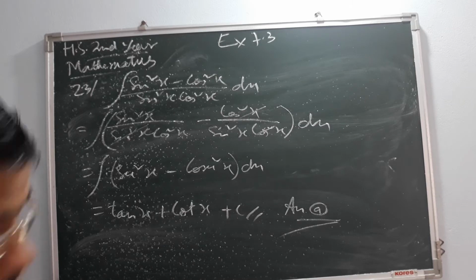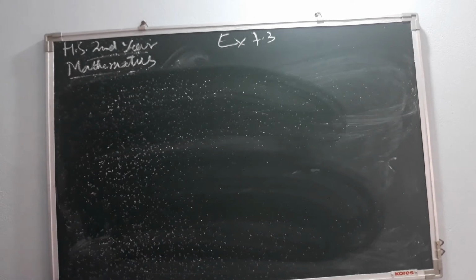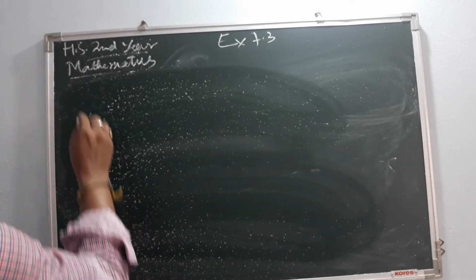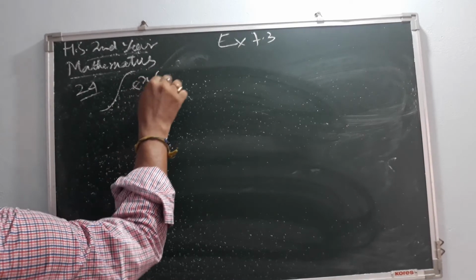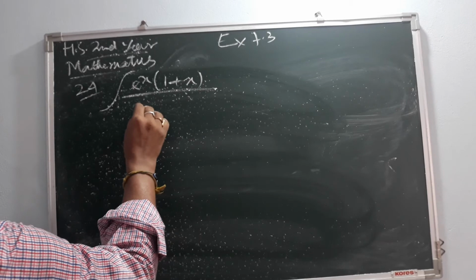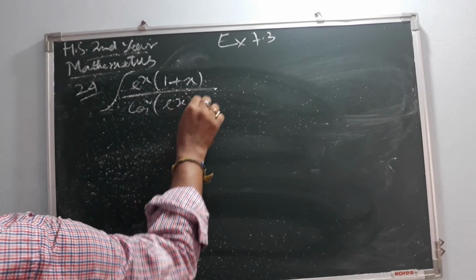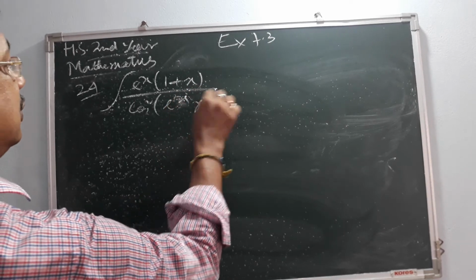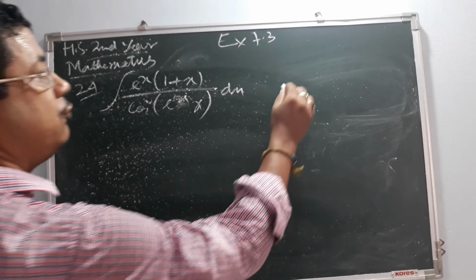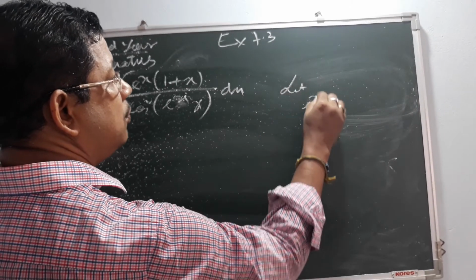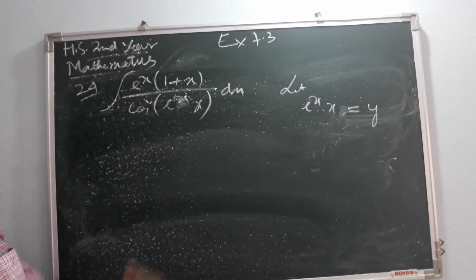Now the last sum of this exercise, with that we will end our today's class as well as this exercise. This exercise has taken so many days. So the last question: integral of e to the power x (1 plus x) divided by cos square (e to the power x into x) dx. Now students, what we will do here is substitute: let e to the power x into x be equal to y. I have taken this substitution.